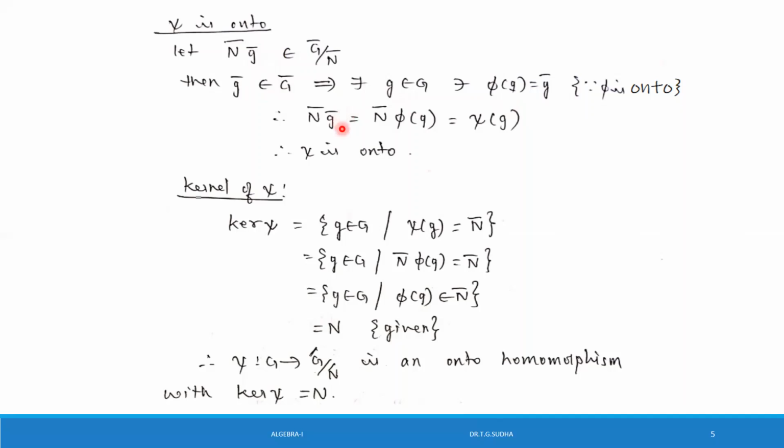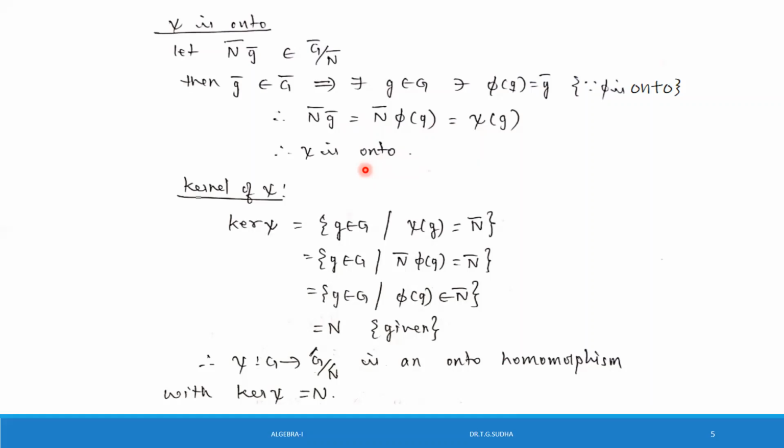Therefore, n bar G bar can now be written as n bar into phi of G, and this in turn gives us psi of G. Therefore, for every element n bar G bar in G bar by n bar, there exists a G such that it is equal to psi of G. Therefore, psi is onto. Now we have proved that psi is an onto homomorphism.